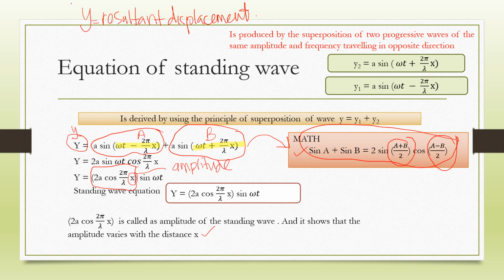So if I compare with a general equation, it's something like this, right? A sine omega t. So this one is A, and this is A sine omega t. This is the general standing wave equation.